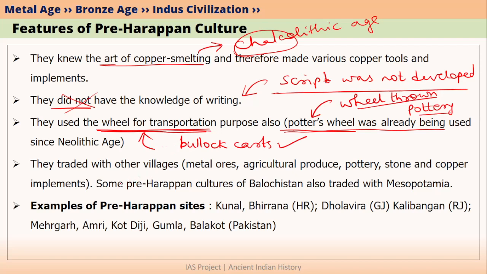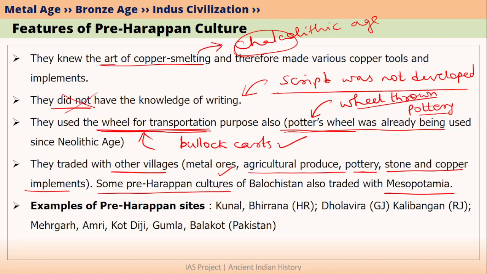People of these pre-Harappan cultures traded with other villages as well as with Mesopotamia. What did these people trade? They traded metal ores, mainly copper ore. They also traded their agricultural produce, wheat, barley, and other food grains. They traded pottery. They also traded stone and copper implements.